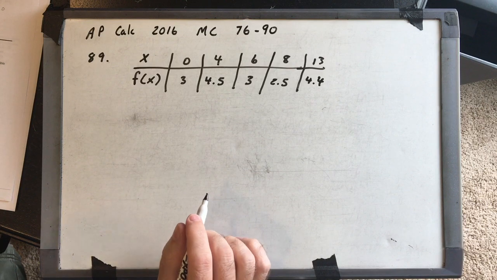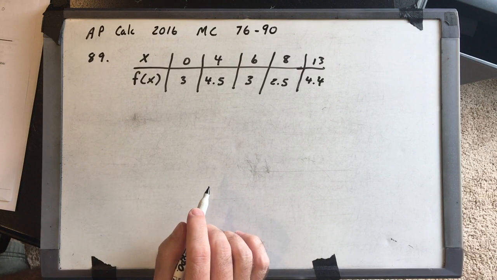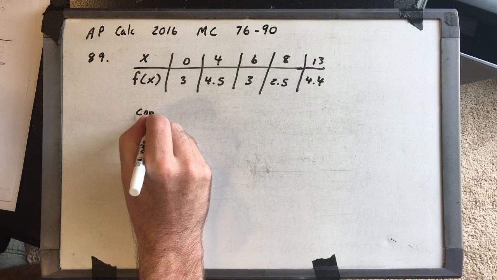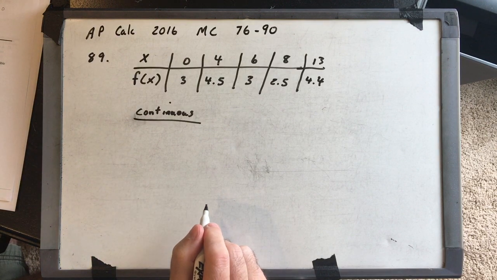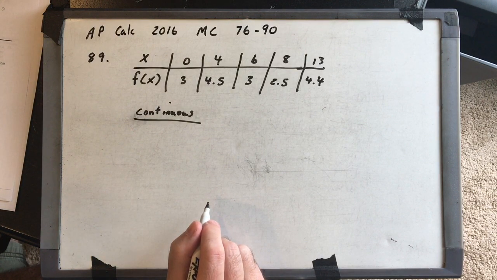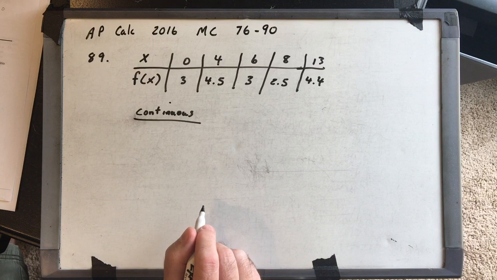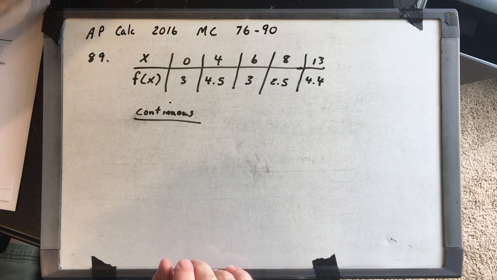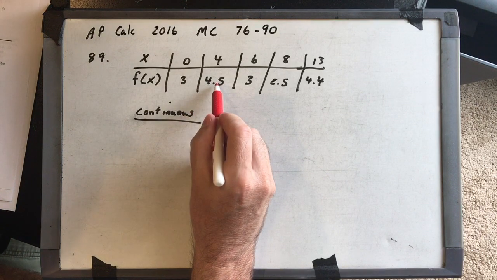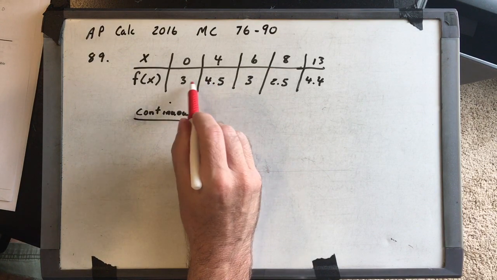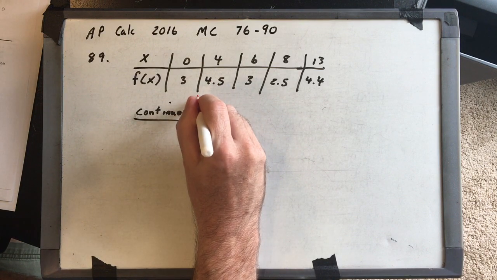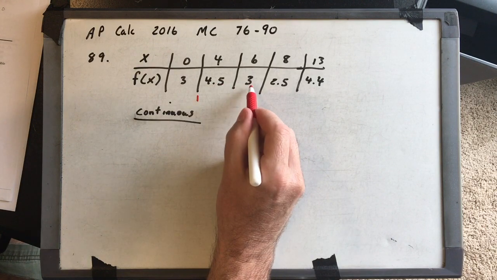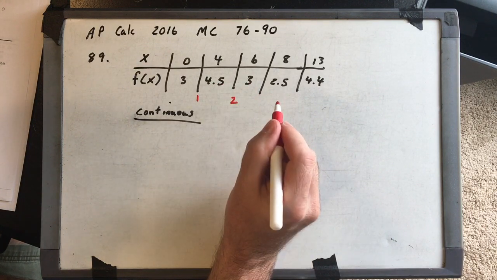Okay, so it says the table above shows selected values of a continuous function. That's important. There's no breaks or gaps. What is the fewest number of times f of x is equal to 4? Okay, so follow the function, the y value. We're going from 3 to 4.5. If it's continuous, it has to hit 4 somewhere. Okay, so there's 1. And then it's going from 4.5 back down to 3. So there's a second time.